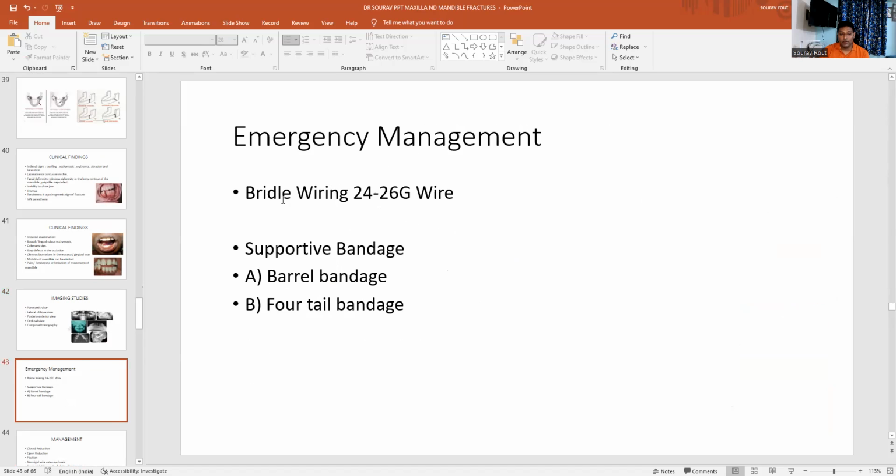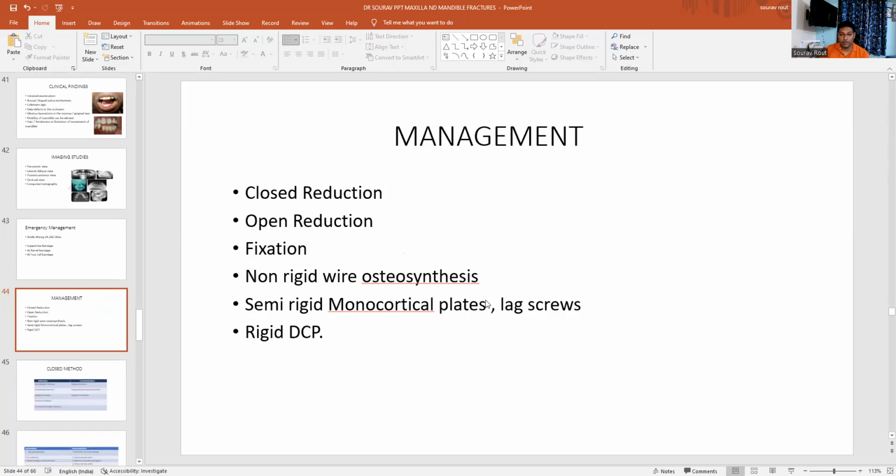Emergency management of these fractures is reduction by using Bird's wiring method with 24 to 20 gauge wire, and supportive bandages like the barrel bandage method and four-tail bandage method. Management is by closed reduction, open reduction, and finally by fixation methods: non-rigid fixation, distraction osteogenesis, semi-rigid fixation by monocortical plates or lag screws, and rigid fixation by direct compression plates.